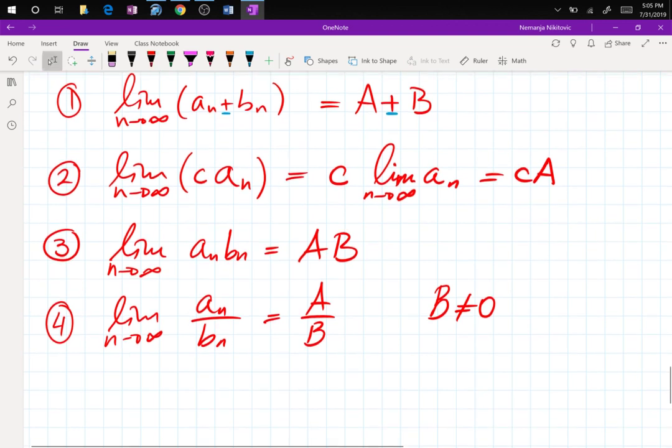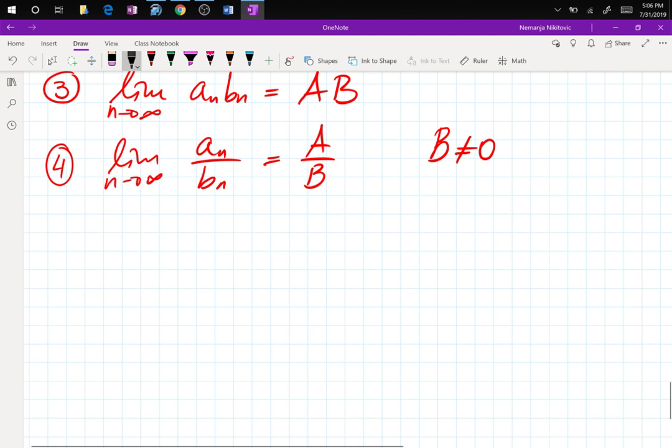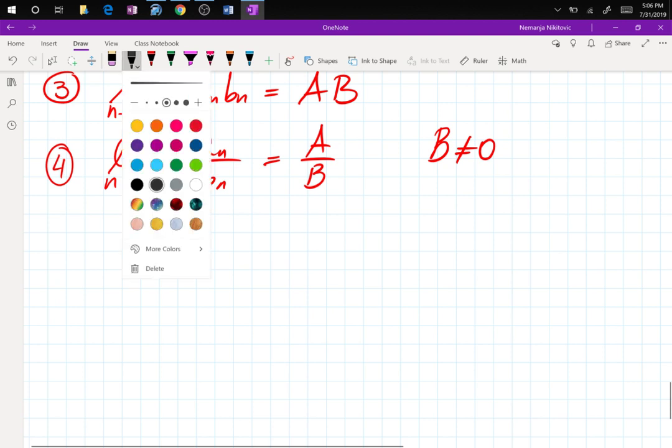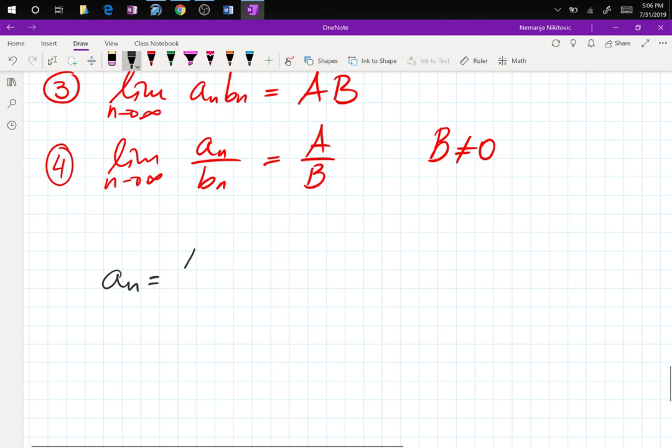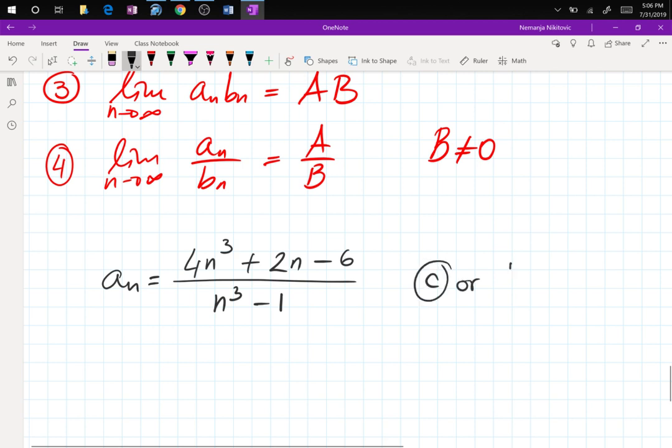So, cool rules, and you can work with these. I did mention yesterday and sometime before that L'Hopital's rule is going to be your friend. So please make sure, I believe that's section 4.7, make sure you know it back and forth so you can actually do problems in this chapter. I will give you an example of it. Say an is given as (4n cubed plus 2n minus 6) divided by (n cubed minus 1). So say this is a problem and you want to check whether it converges or diverges.